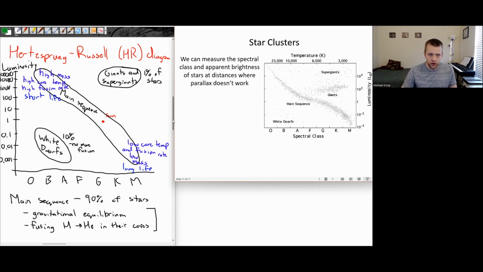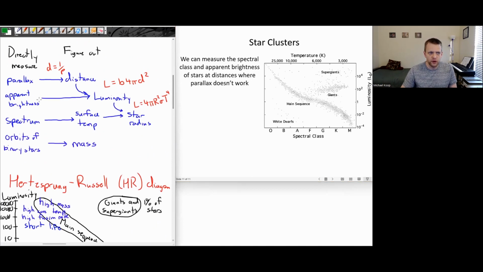So earlier on, when we talked about methods of measuring distance, we said we can use this parallax method. As the Earth orbits around the sun, for relatively nearby stars, we will see a little bit of a shift in their position on the sky. If we can measure that parallax angle, then we can determine the distance to that star.